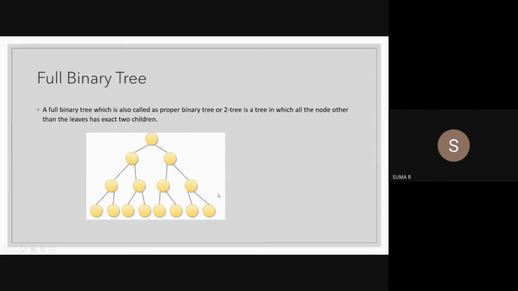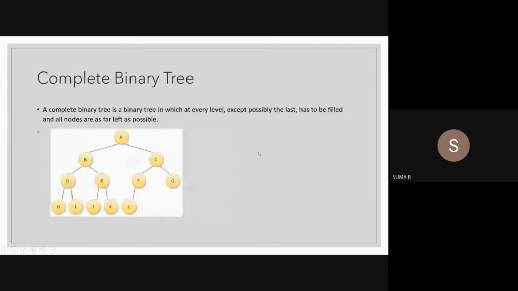What is the condition of a full binary tree? Every node should have two children except the leaf nodes. So suppose this node, if this node has only one child, it is not a full binary tree because as per the definition, this node is not a leaf node. So it should have two children. Then only it is a full binary tree.